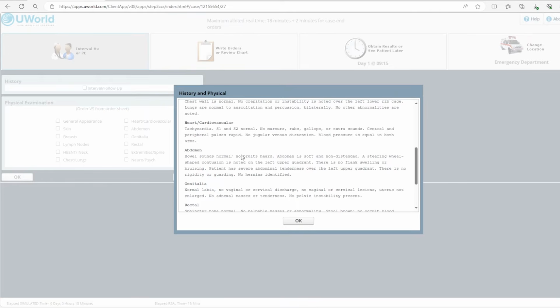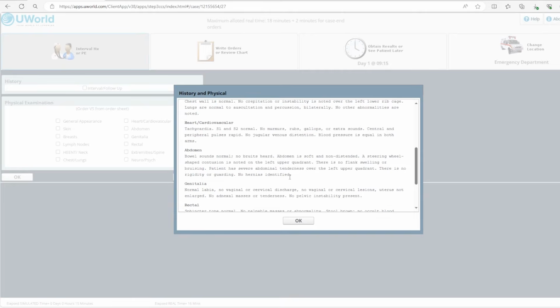A steering wheel shaped contusion is noted on the left upper quadrant, and you have to start thinking of what resides there and what could be affected. There is no flank swelling or bruising. Patient has severe abdominal tenderness over the left upper quadrant. There is no rigidity or guarding. That's also signs of acute peritonitis, and it changes the management of what you're gonna do.